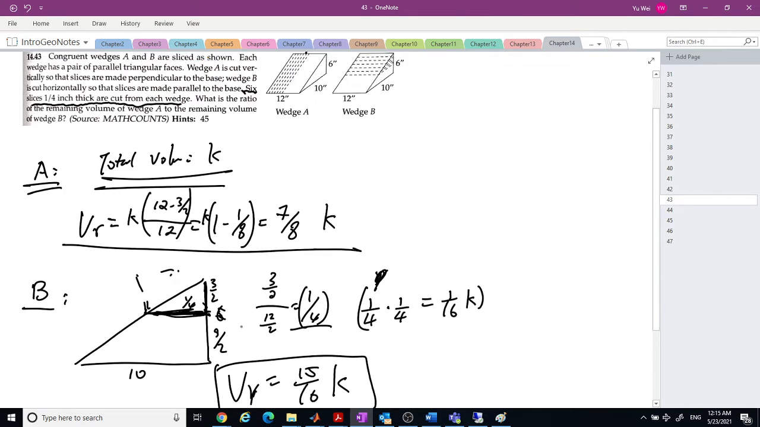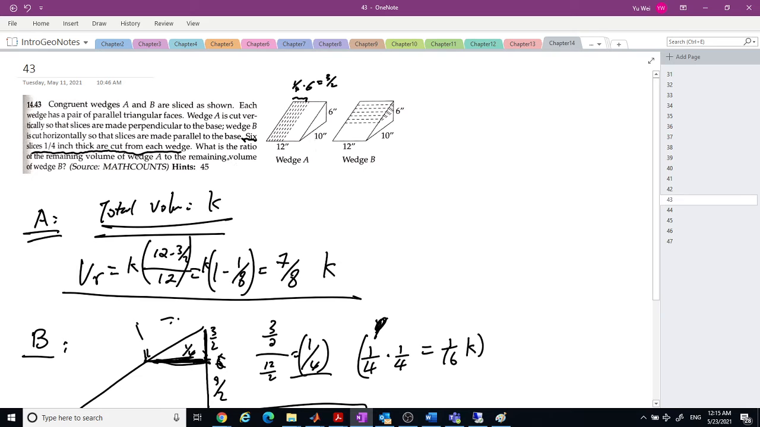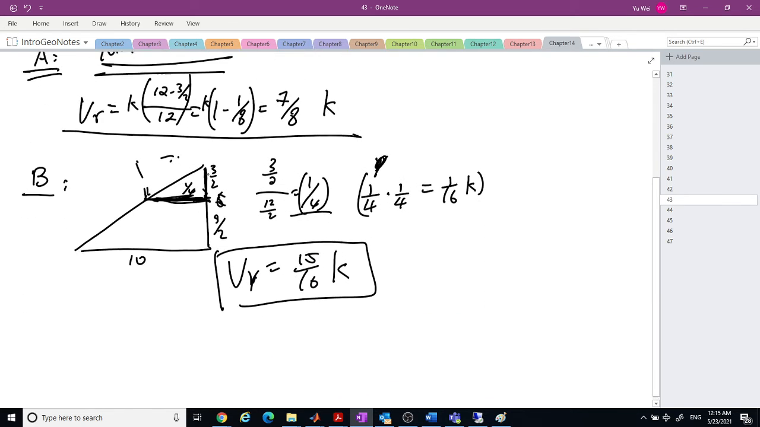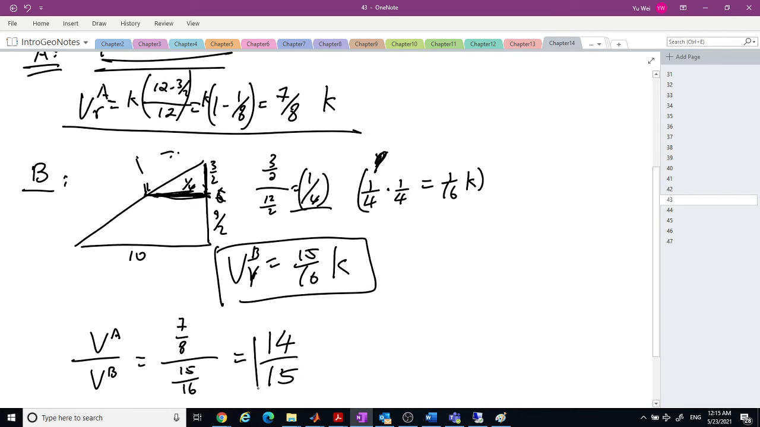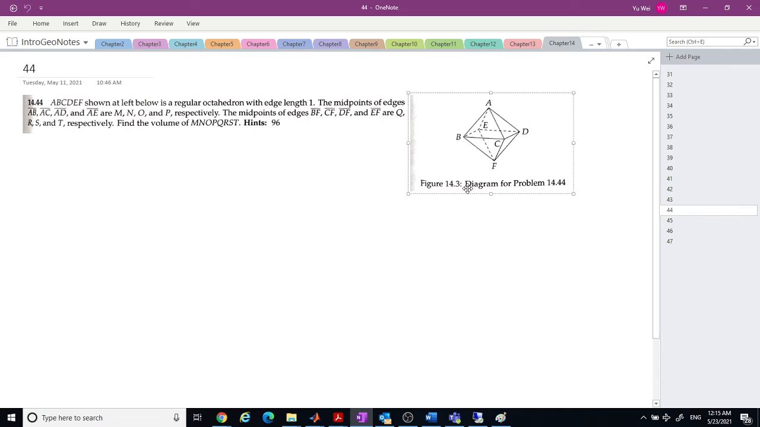Okay, so the calculation is the ratio of the remaining volume of A to volume B, right? So this is A and this is B. Then we can see VA over VB is equal to 7 over 8 over 15 over 16. So that's why 14 over 15 is the ratio. Okay.